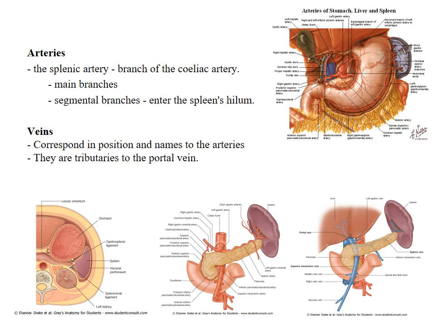Spleen receives blood supply from the splenic artery. This is the largest branch of the celiac trunk. This is the splenic artery. It passes above and posterior to the pancreas, posterior to the stomach, and through the gastrosplenic ligament enters the hilum. Before reaching the hilum, it divides into two or three main branches.